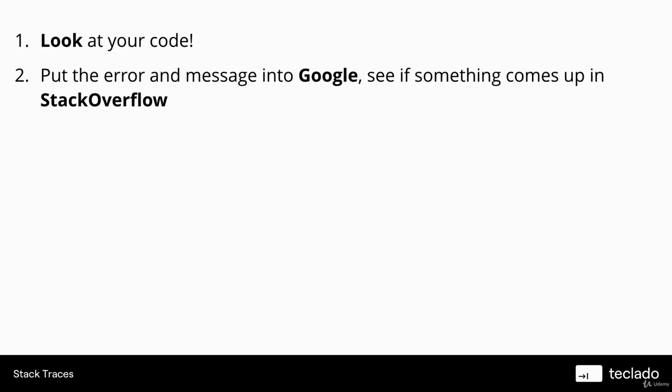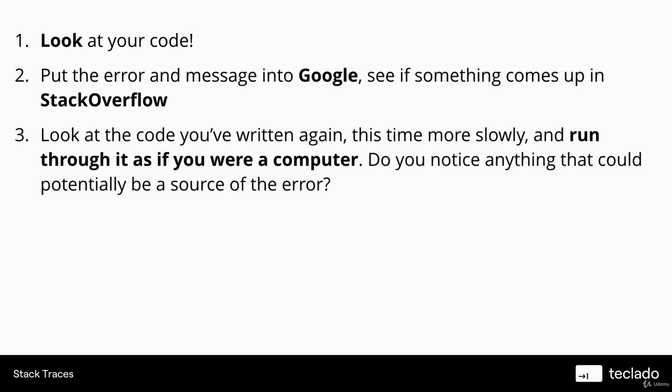Now, if neither of these help, you have to start taking a more methodical approach to identifying the error. This is look at the code again, but this time much more slowly, and run through it as if you were a computer. That means start at the very top of your code. Think, what data am I giving the computer in this line? Then move over to the next line and think, what data am I giving it in this line? And then into the next line and so forth. Mimic what the computer is doing exactly in every function. We're going to get a lot more experienced in doing this over the next few sections. But as you do this, do you notice anything that could potentially be a source of an error?